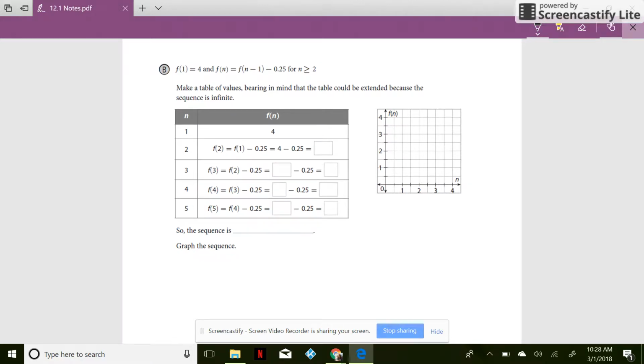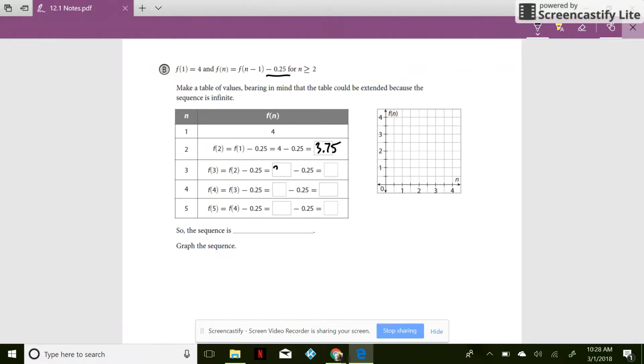So this one, we're given a recursive sequence. We're given our initial value is just 4. So when n is 1, our f of n, our function, is valued at 4. So when you do a recursive, essentially what you do is you take whatever the previous value is and then add or subtract the difference. So for n of 2, we'll take f of 1, which was 4, and this time we subtract 0.25 because that's our difference. So we take 4 minus 0.25, which is 3.75.